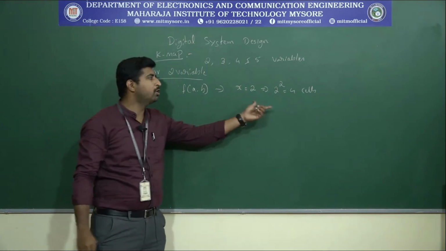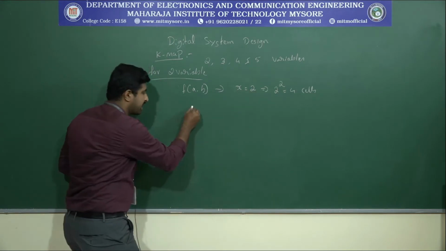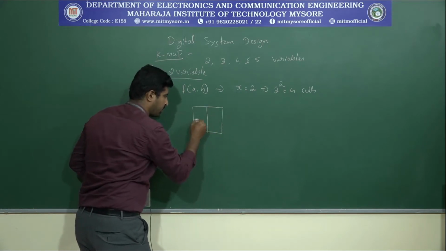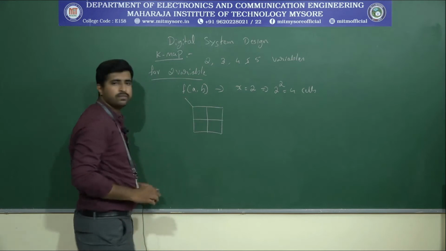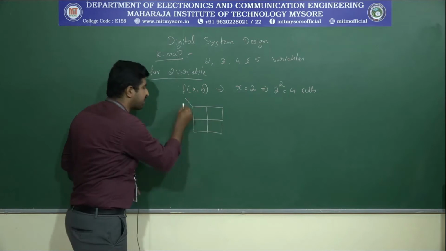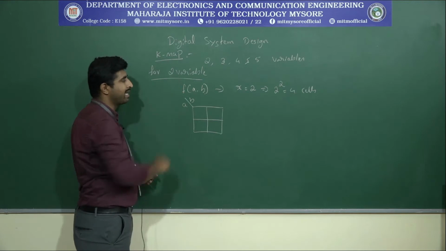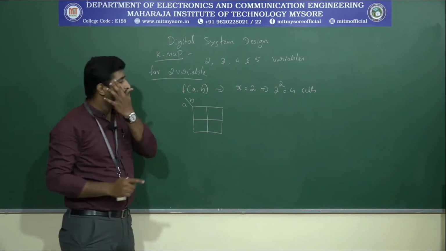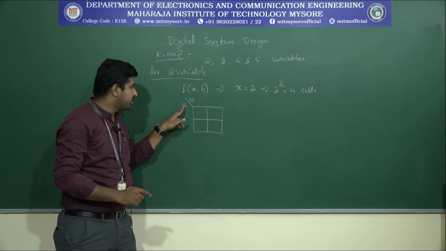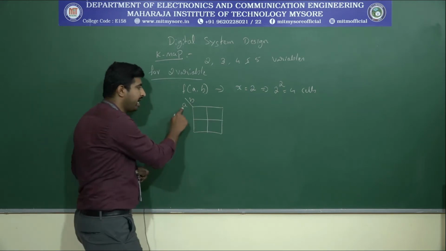How will it look? What is the structure of a 4 cell K-map? The 4 cell K-map will be like this. Here the individual literals or variables will be represented, a and b. So this is a 2 variable K-map with 4 cells, and the variables are represented over here, a and b.